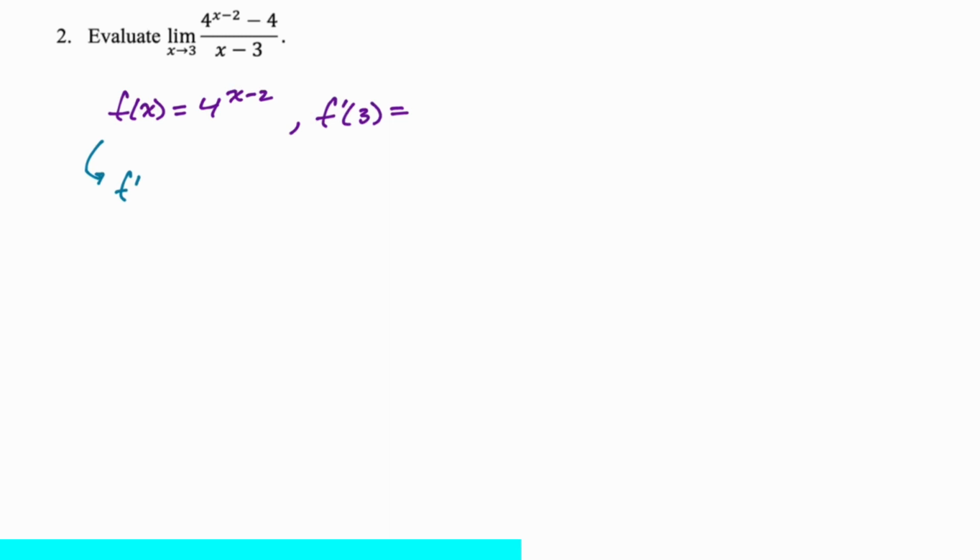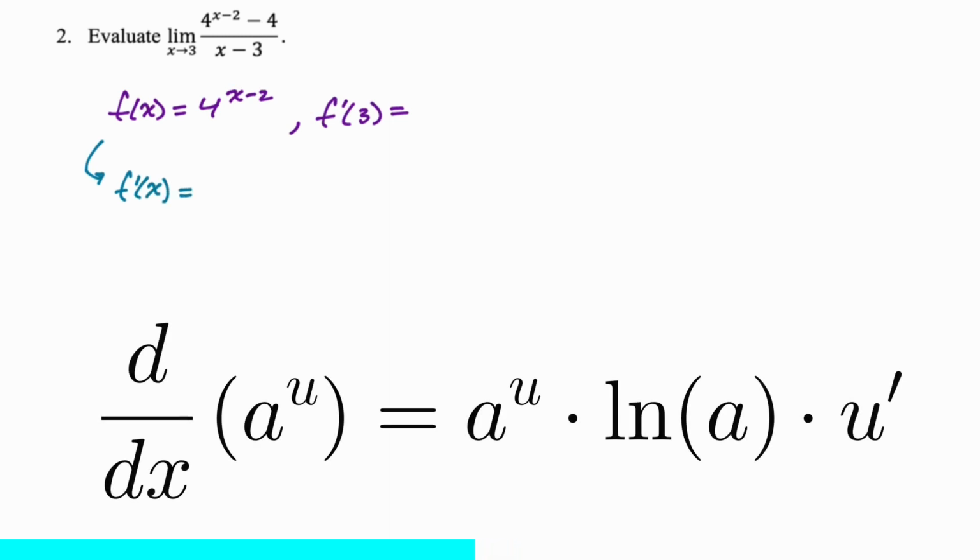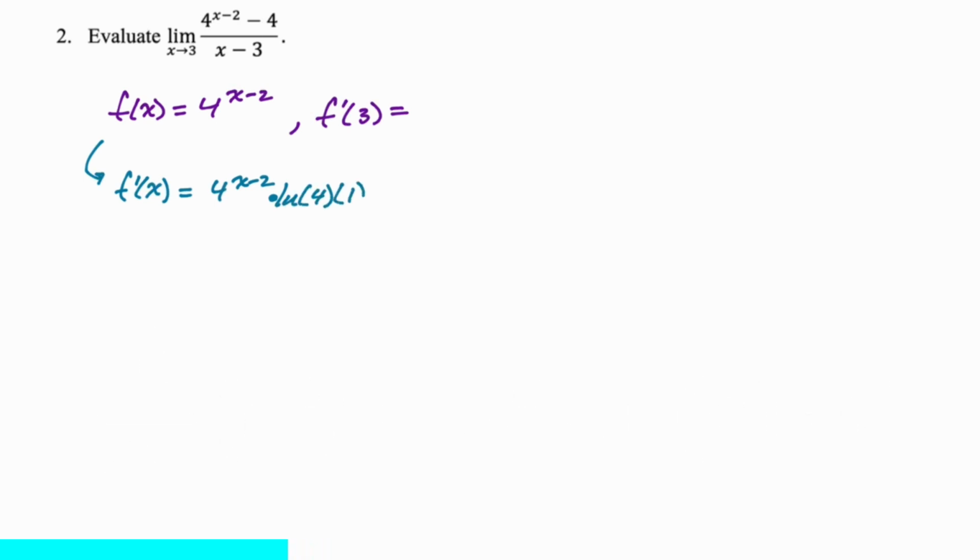So f prime of x, the derivative of 4 to the x minus 2, is going to be 4 to the x minus 2 times the natural log of 4. So it's like a to the u is going to be a to the u natural log of a times the derivative of u. So 4 to the x minus 2 times the natural log of 4 times the derivative of x minus 2, which is 1, which technically you don't need to write, but it's a good idea so that you never forget the chain rule while you're doing these problems.